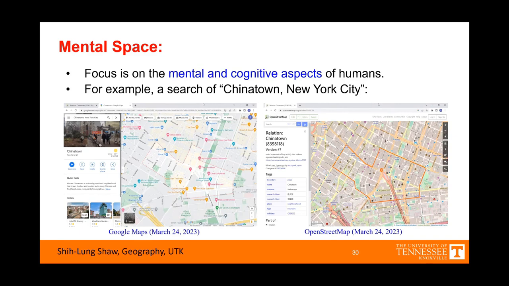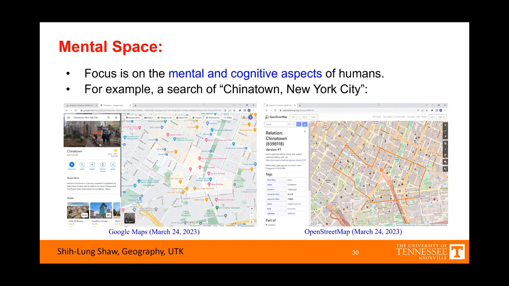Google Maps actually gives you a boundary of Chinatown. OpenStreetMap also gives you a boundary of Chinatown in New York City. In general, they cover that neighborhood, but they are different. Which one is correct? Can we tell which one is correct? Is there a correct answer?